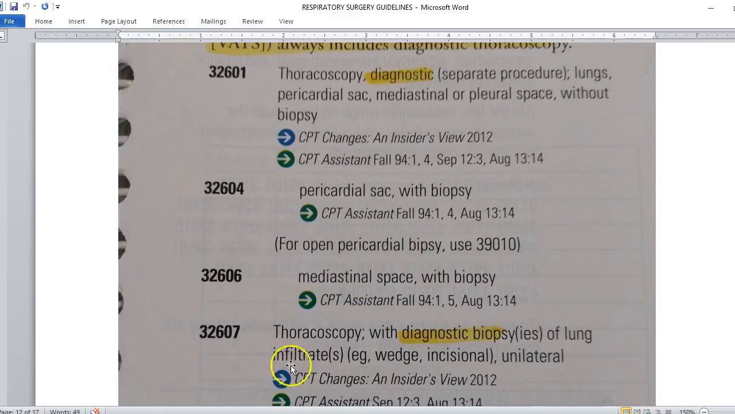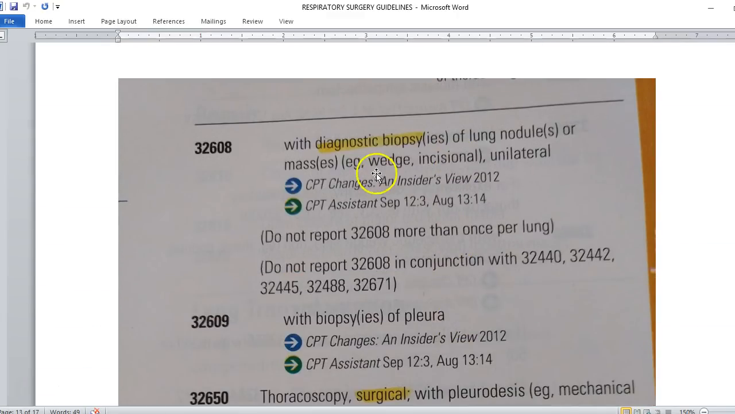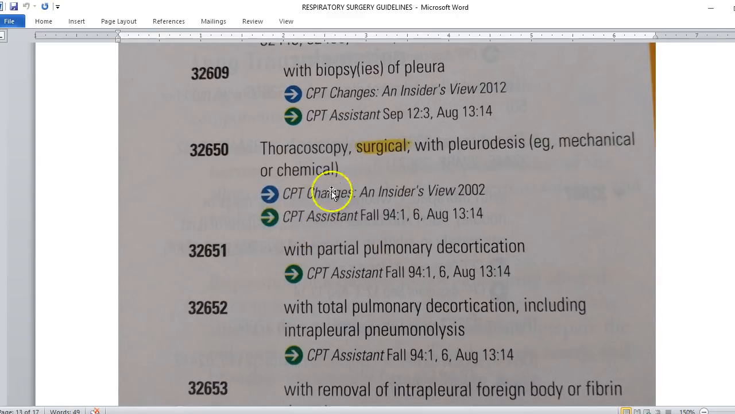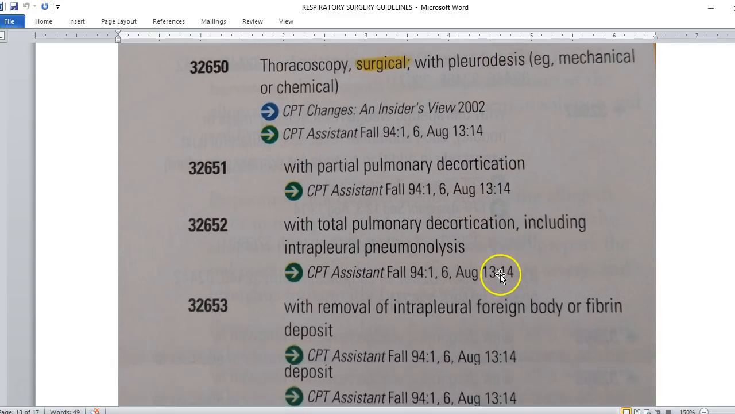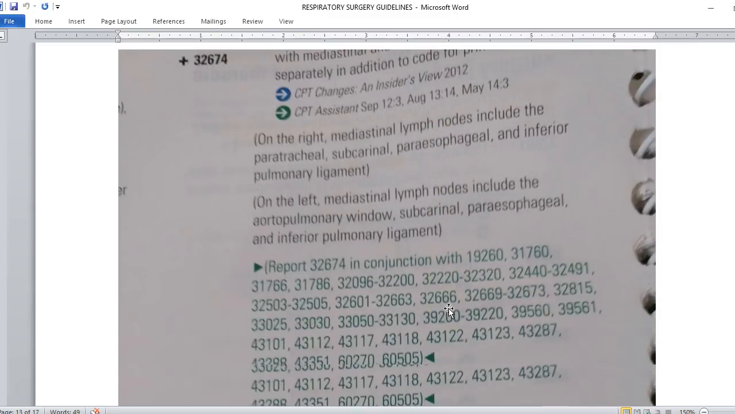And then, of course, we can also just do the regular thoracoscopy. And again, we can do a wedge or incisional. And of course, we also can go in and we can remove a lobe, 2 lobes, or a lung. Again, we have a diagnostic biopsy here of a lung nodule or mass. We have a surgical thoracoscopy here. And again, what are we doing with it? Are we just doing the surgical with the pleurodesis, or are we doing something else? We always need to know what we are doing along with the procedure to see if there's an indented code that best describes what we're doing.